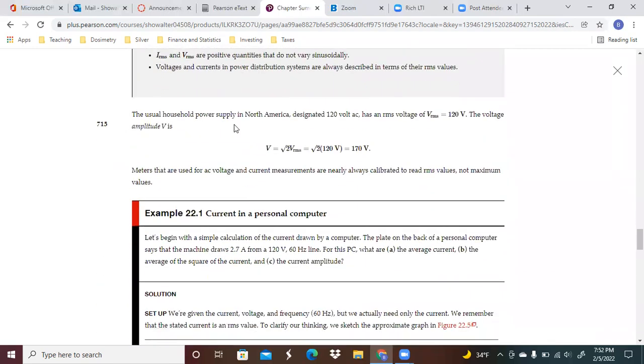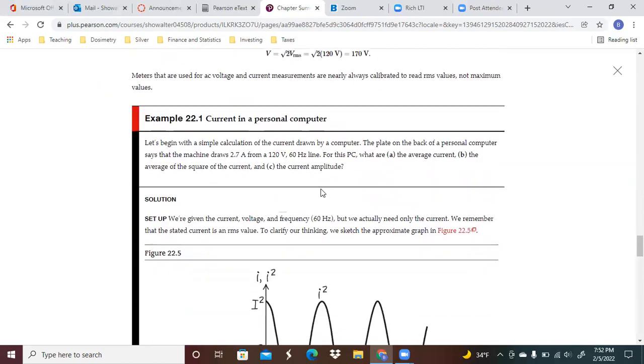And so the usual household power supply in North America, designated 120 volts AC, has a root mean square voltage of 120 volts. And so the voltage amplitude is going to be 170. So meters that are used for AC voltage and current measurements are nearly always calibrated for root mean square values and not maximum values.